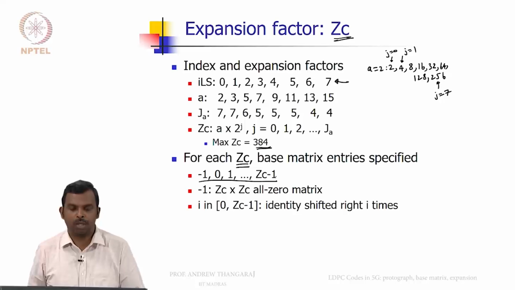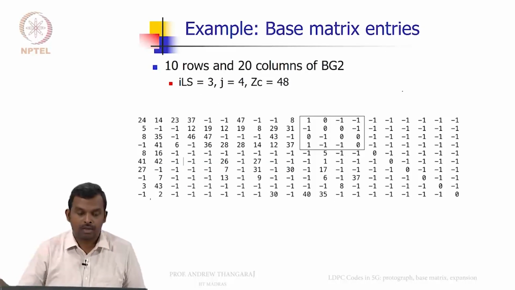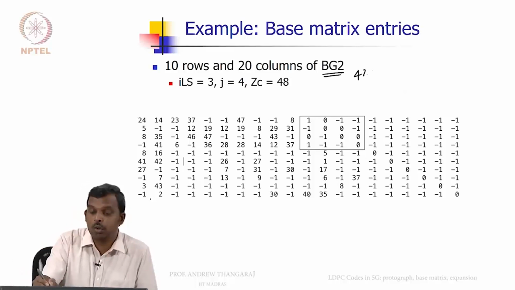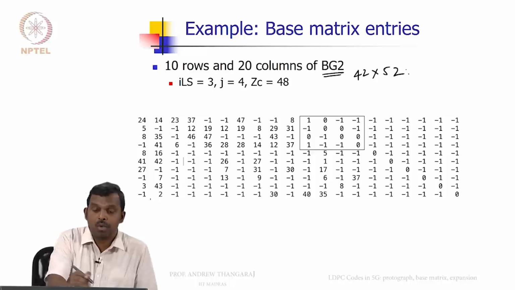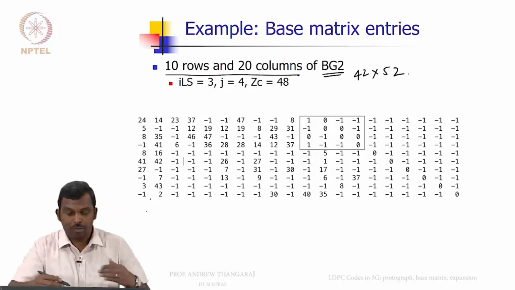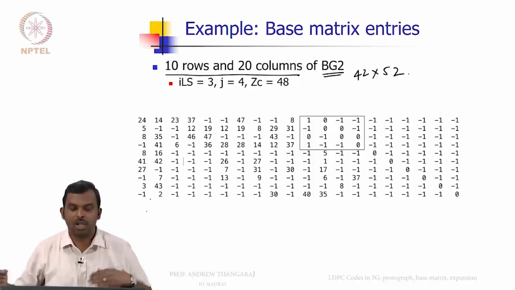Here's an example of a base matrix. I've not shown the entire base matrix here. The BG2, if you remember, is 42 by 52. I'm only showing 10 rows and 20 columns. After this, below this and to the right of this, there are a lot more entries in the base matrix. I'm skipping all that.